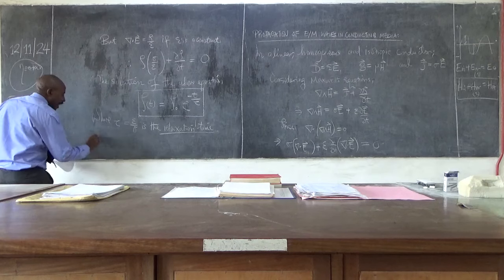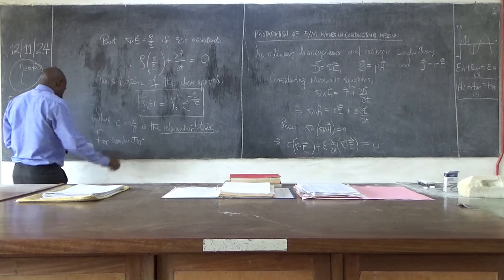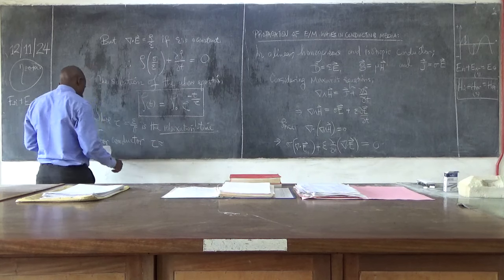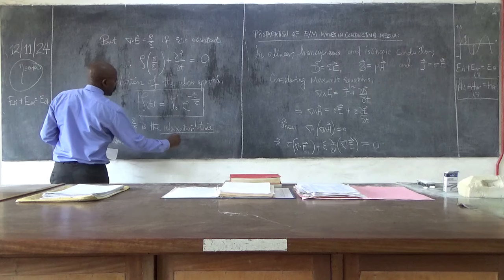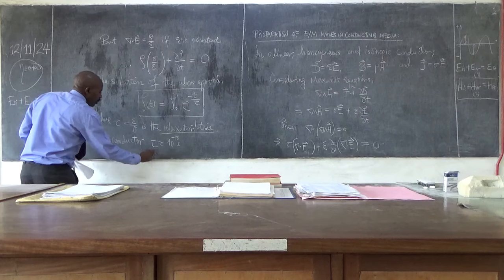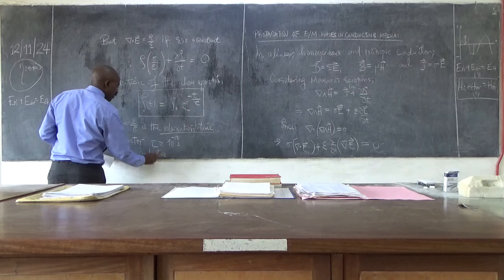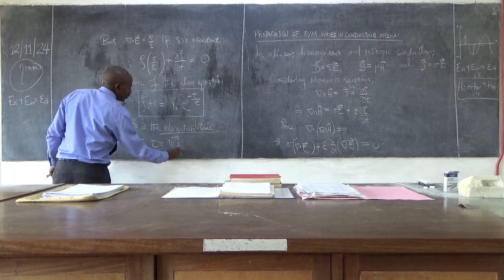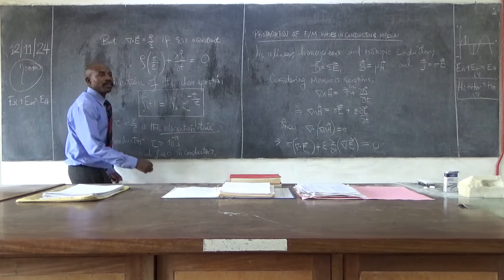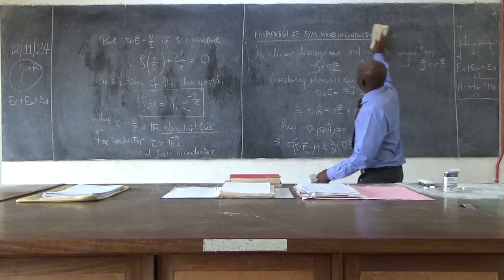And for conductors like copper, this time tau is approximately 10 to the power minus 18 seconds. And you won't find any charge density inside conductors. That's one of the ideal properties we talked about when we were looking at ideal conductors.